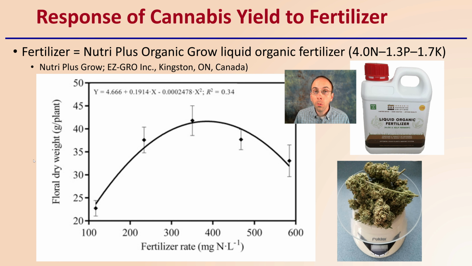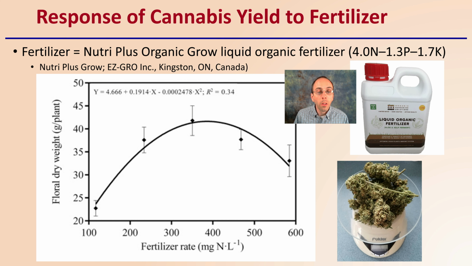I think this is important for growers to realize: as they increased the fertilizer rate, yes, they did get an increase in floral dry weight to a certain point. Once you hit that optimum level, as they kept increasing the fertilizer rate, you notice the floral dry weight in grams per plant did decrease. After about 400 milligrams of nitrogen per liter, we're noticing a decrease in the floral dry weight.